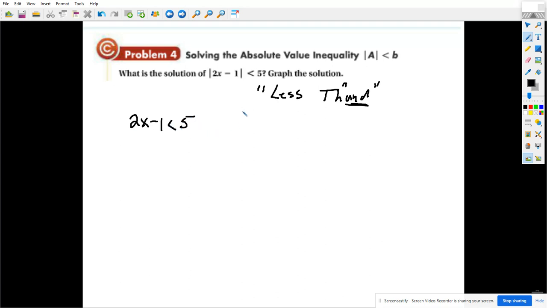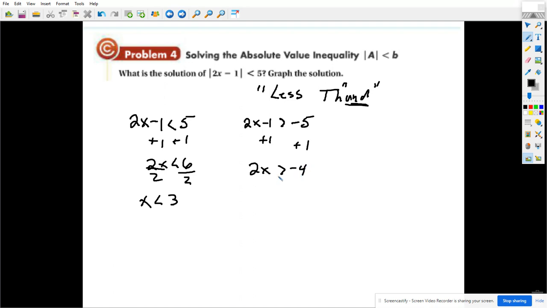So some of you may have had Mr. Kalkbrenner. I know that he teaches this when he does it is drop, flip, change. So we would go drop the absolute value, 2x minus 1. We flip the inequality symbol, so it becomes a greater than, and we change that to a negative 5. So again, drop, flip, change, and then we just solve these like we would any inequality, but you have to get two answers here. So again, I would add 1, 2x is less than 6, divide by 2, and x is less than 3. Here I would add 1, 2x is greater than negative 4, divide by 2, and x is greater than negative 2.